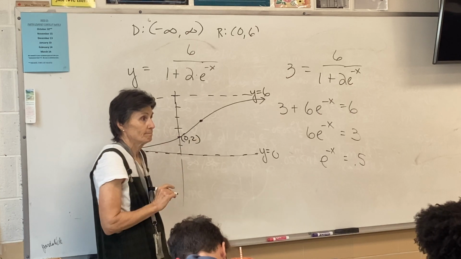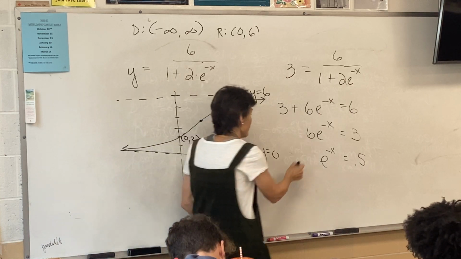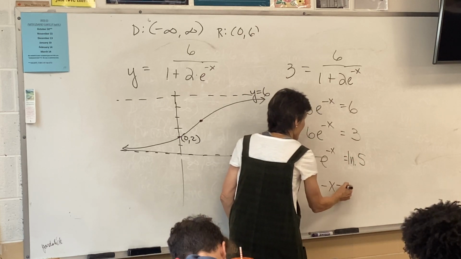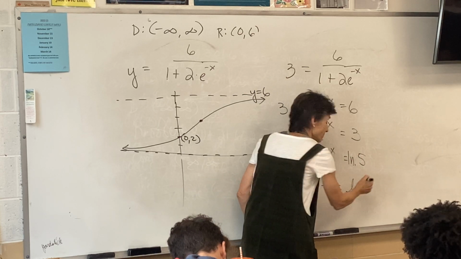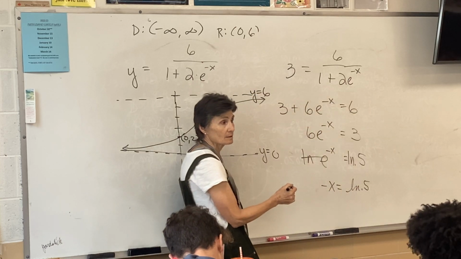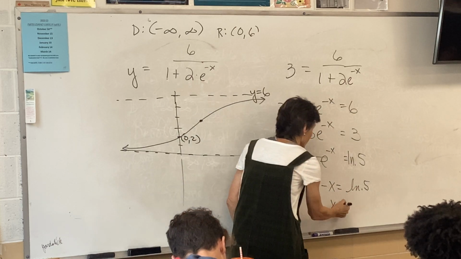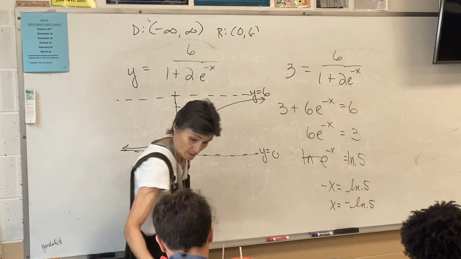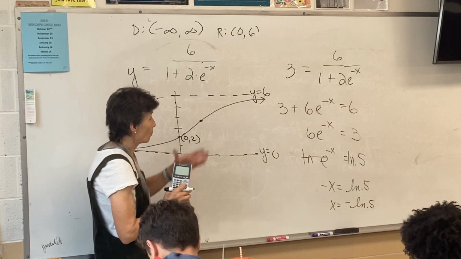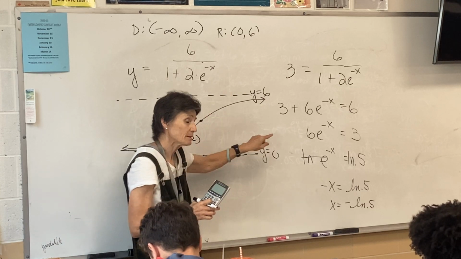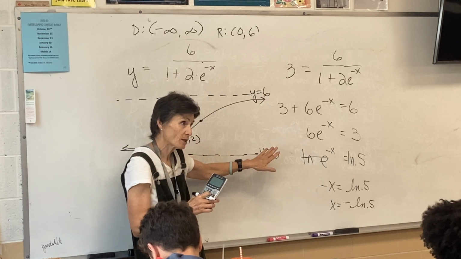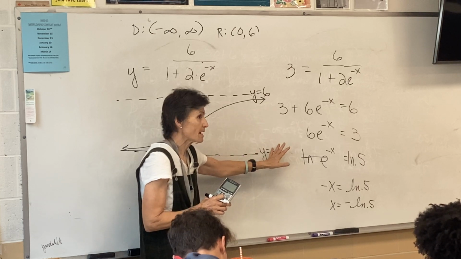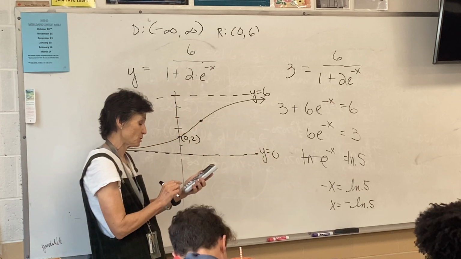Now what? We're going to take the natural log of both sides. That's gone, so negative x equals ln 0.5, and x will equal negative ln 0.5. Now, the work we just did was exactly like the one we did with the population of a million. The numbers are easier, but you did the same math. Those are exactly the steps you did.